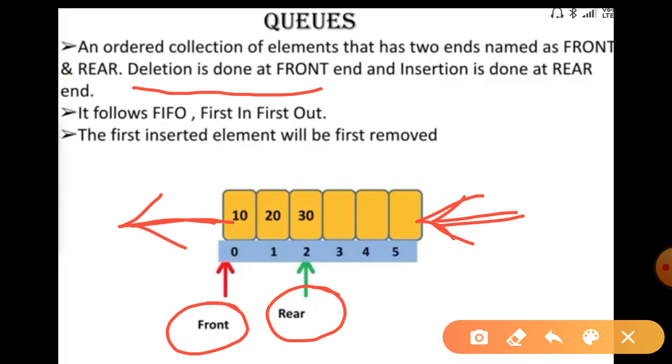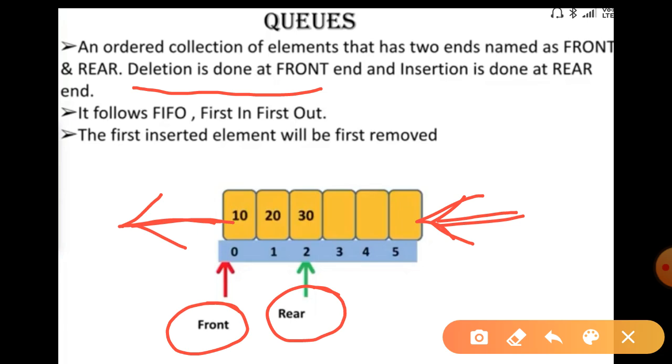So what is a queue? Queue is the ordered collection of elements in which the insertion can happen at the rear end and the deletion can happen at the front end. This is the definition of the queue. It follows the FIFO technique, first in first out, which means the element that entered into the queue first is going to be deleted first. That is FIFO.